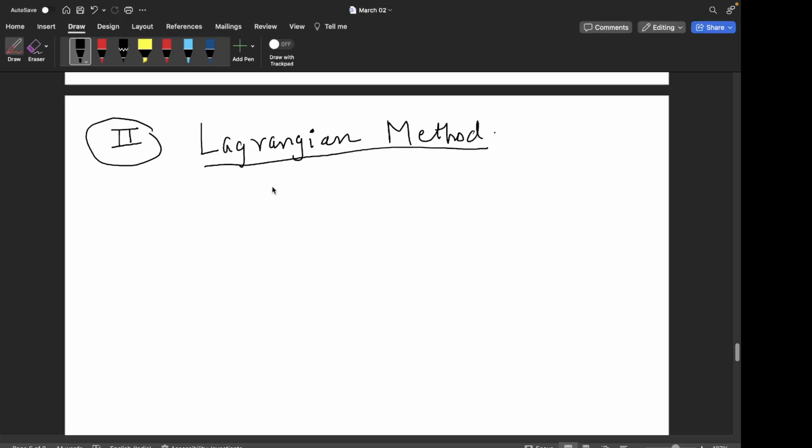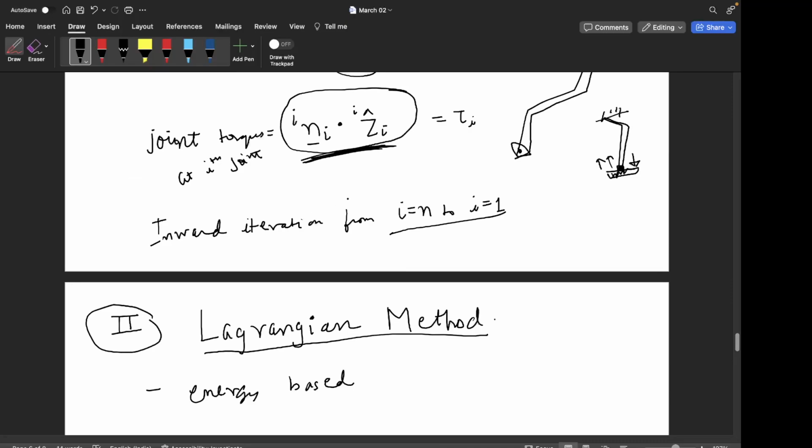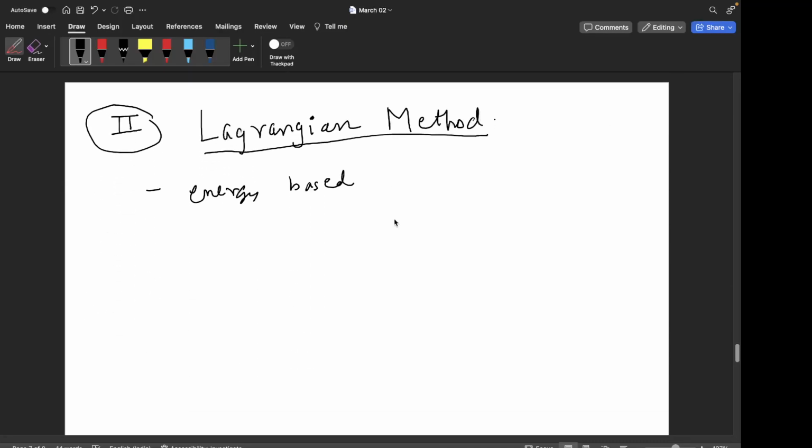So what is this Lagrangian method? The first thing you should know is that it is energy based. So here you would not see us discussing forces and moments at each joint. What it calculates is the kinetic energy of the entire manipulator and the potential energy of the entire manipulator. So energy has kinetic energy and potential energy.